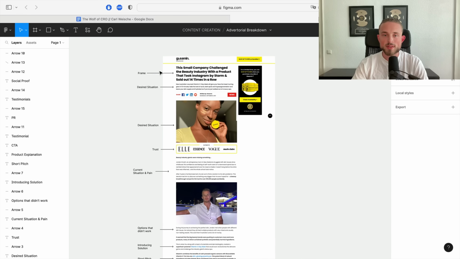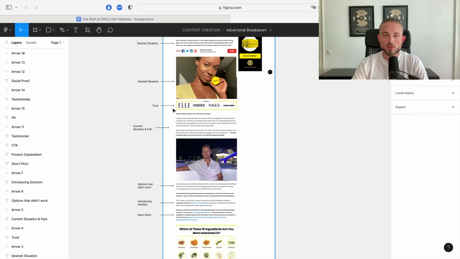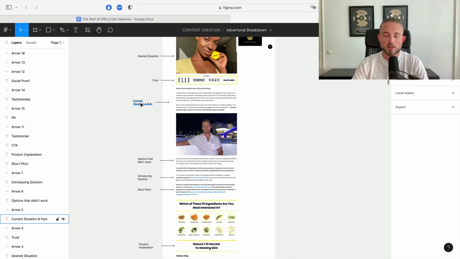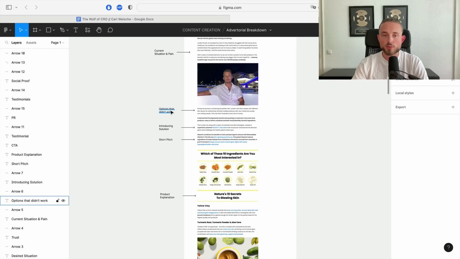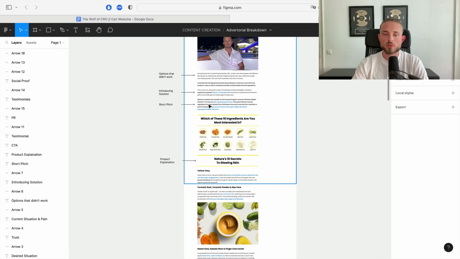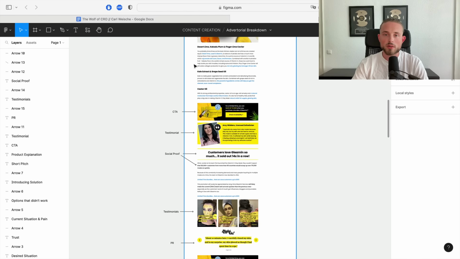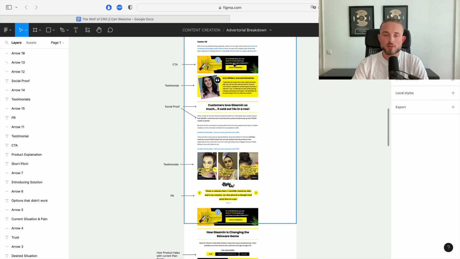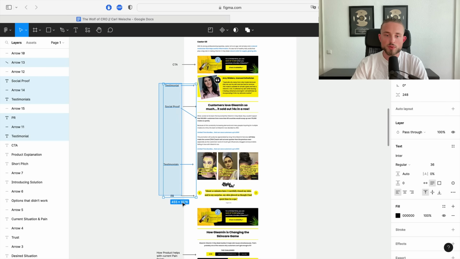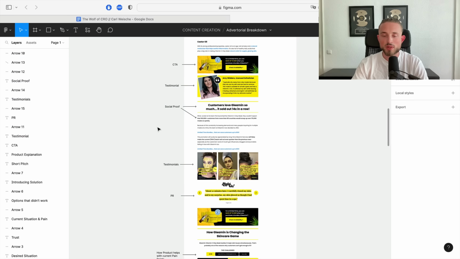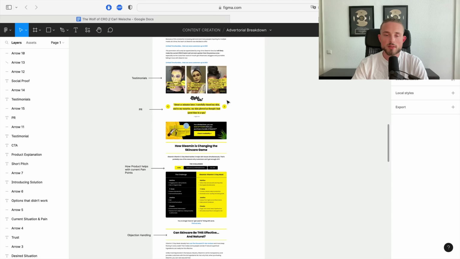So here you can see we start with the frame. We start with the desired situation and an image of the desired situation, a little bit of trust, and then we start talking about their current situation, amplify the pain, and talk about how other options don't work. We introduce the solution, a short pitch, a product breakdown with a longer pitch, and then the first call to action with a bunch of proof to back up the claims and really convey the messaging that this solution works, right?